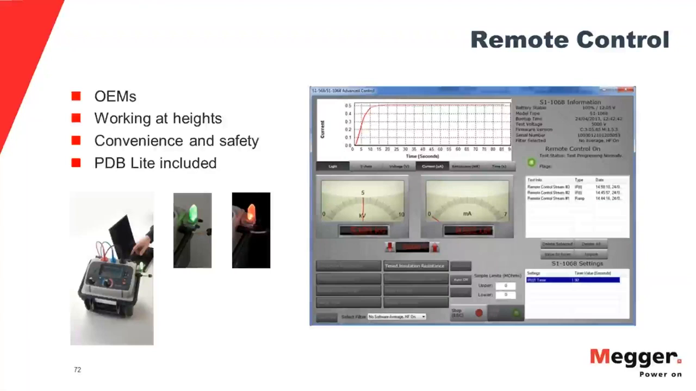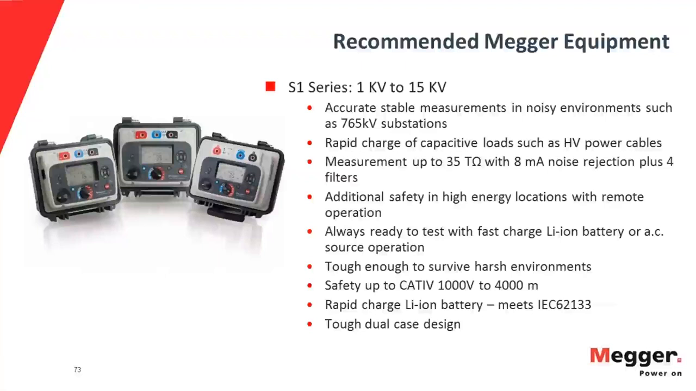And this is your S1 series. These are your medium voltage testers that we offer, a 5, a 10, and a 15 kV unit. And these bullet points pretty much speak for themselves. You get high accuracy in very noisy environments. You get rapid charging because you could be on very large test equipment that has large capacitive loads, and so they can take a while to charge. So that speeds up your testing.